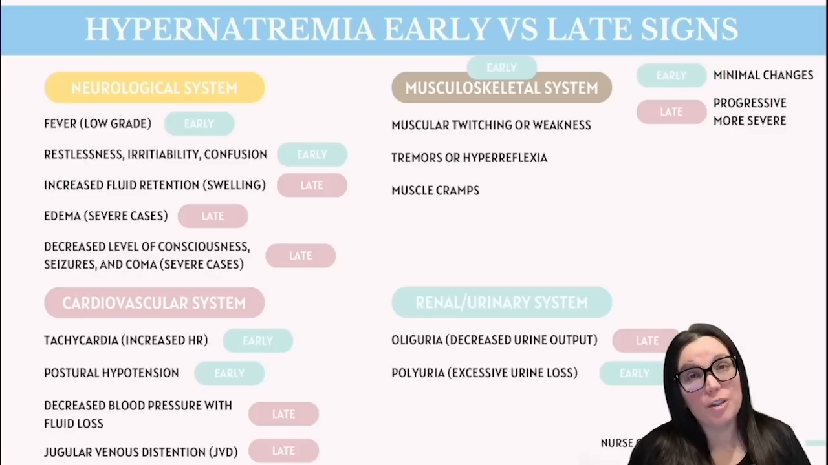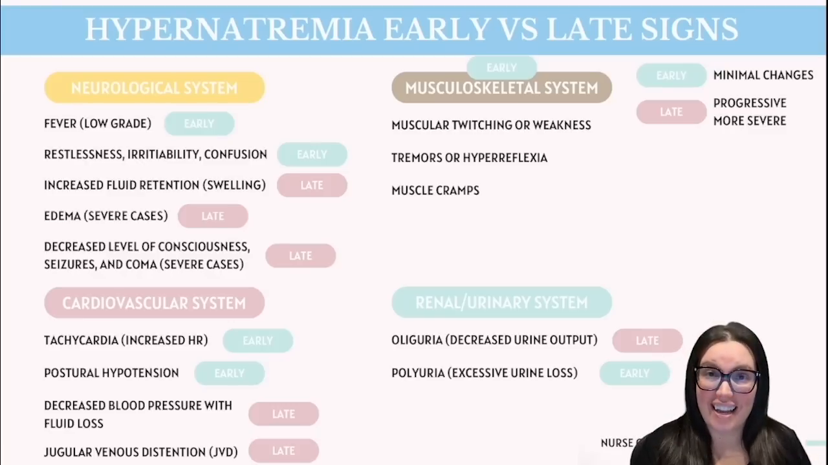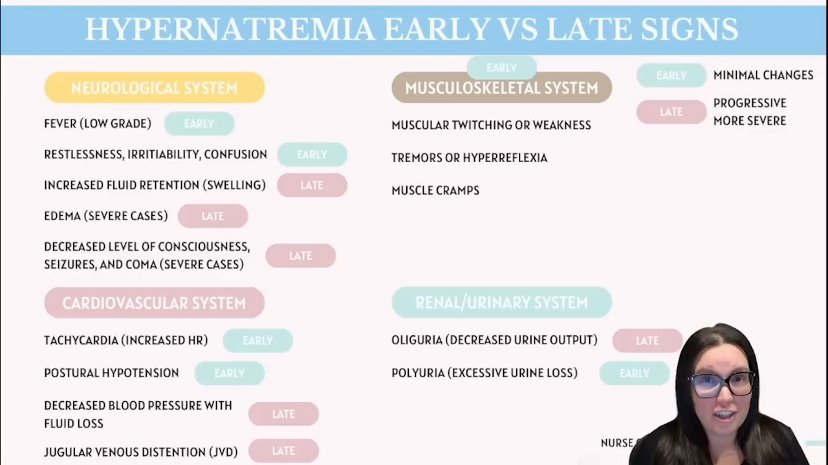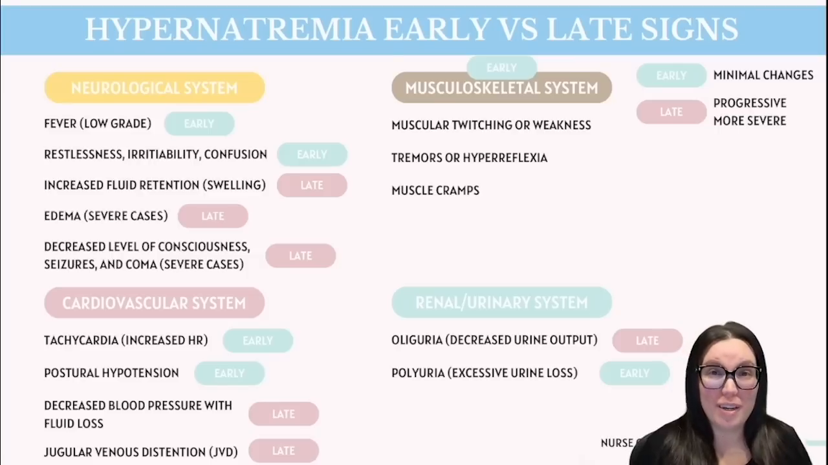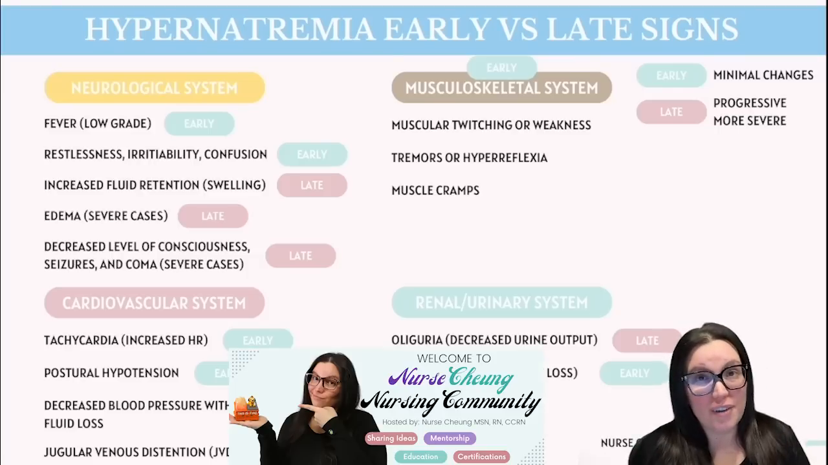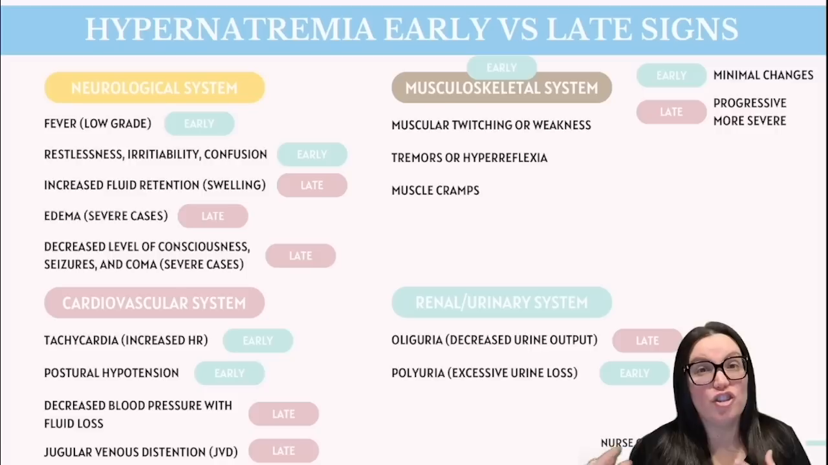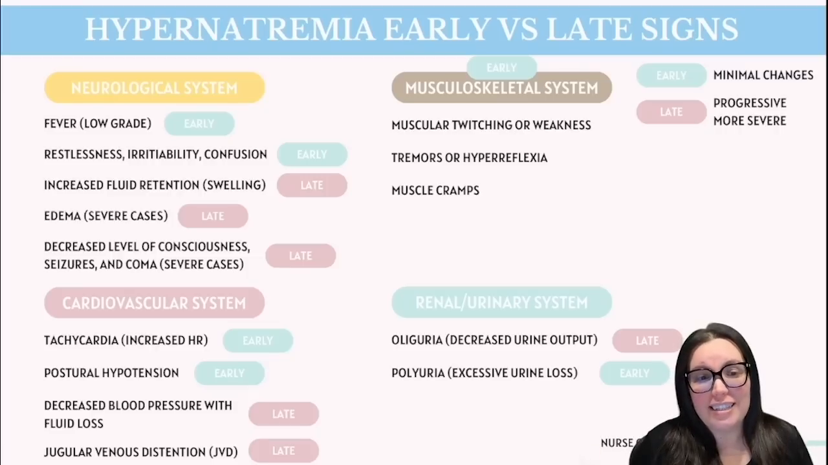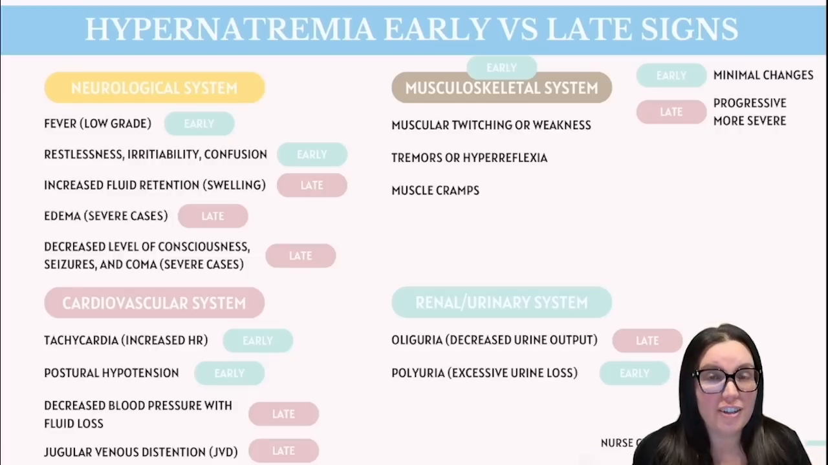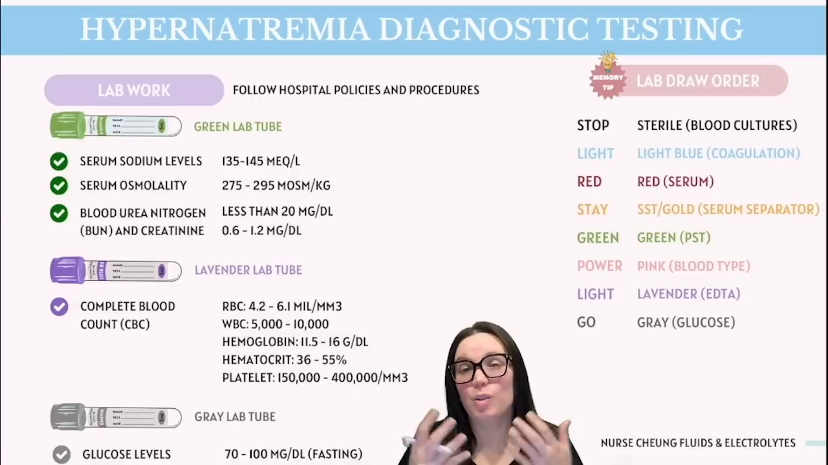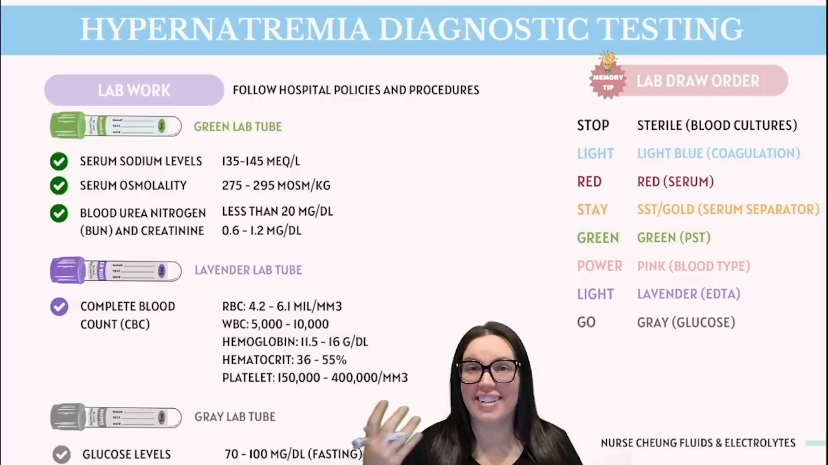But if things get worse, we can start to see those more late signs, including severe neurological effects like seizures and comas, more serious cardiovascular symptoms, including severe low blood pressure, as well as that jugular vein distension. The kidneys are not going to be able to function appropriately, so you're going to see the oliguria, and ultimately, these are going to be the late signs and conditions that are going to be very critical and need immediate attention. So what are we looking at when it comes to diagnostic testing?